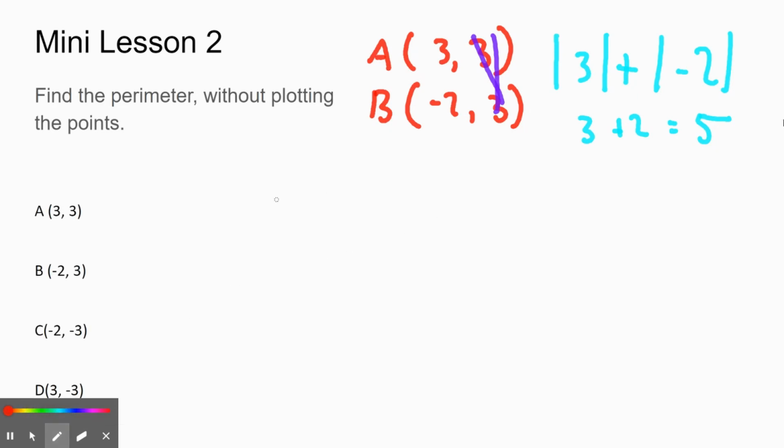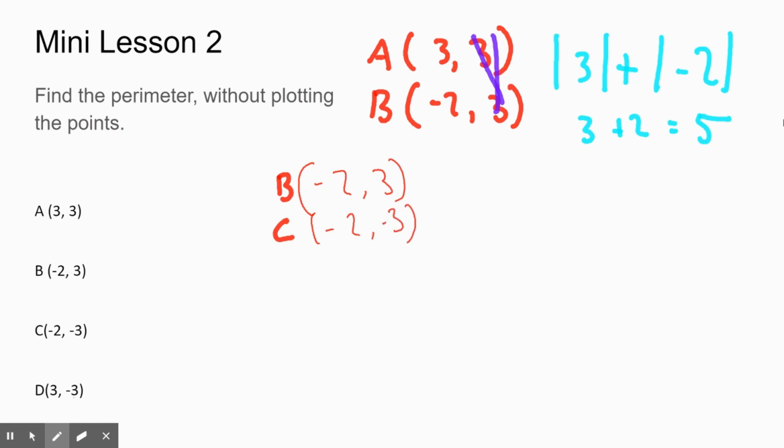We can do it again for B and C. Point B, we already know, is -2, 3. C is going to be -2, -3. And if we do the same thing that we just did, this time our x values are the same, so we're going to ignore them. We still have a positive and a negative value, so we're still going to add our absolute values.